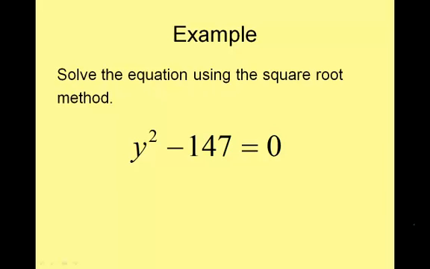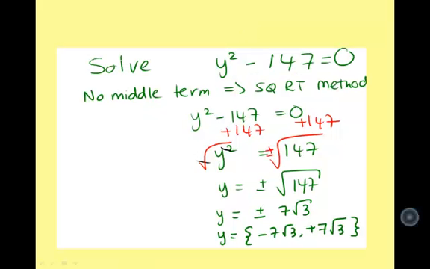For example, here you have y squared minus 147 is equal to 0, and they want you to use the square root method. So first thing, take the constant to the other side, so y squared equals 147. Now you want to get rid of the square, so you take the square root of both sides, but don't forget the plus or minus. So y is equal to plus or minus square root of 147. You want to simplify 147. 147 is 49 times 3, so that's a perfect square, so you can bring out the 7. So y is equal to negative 7 root 3 and positive 7 root 3.